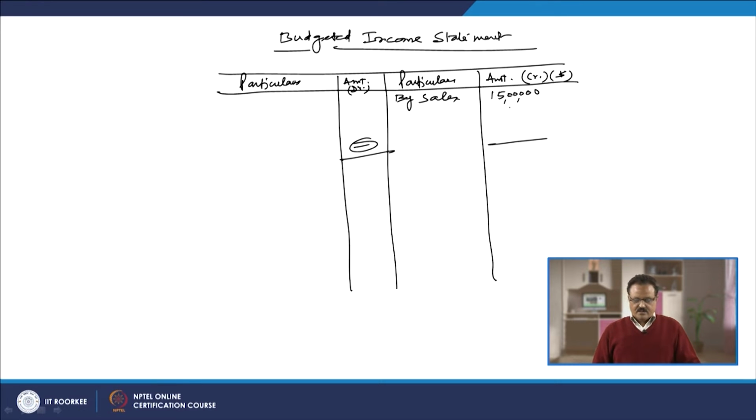There is nothing as closing stock. We are going to manufacture and sell worth $15 lakh. So, no closing stock is there. I am not going to put any closing stock here. Now, on the debit side I told you that we have to take 3 items: direct material, direct labor, direct overheads.